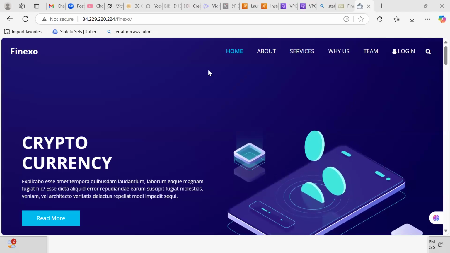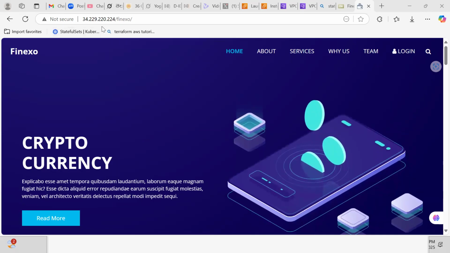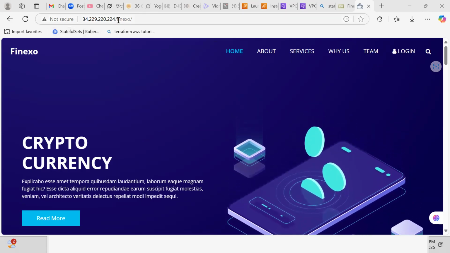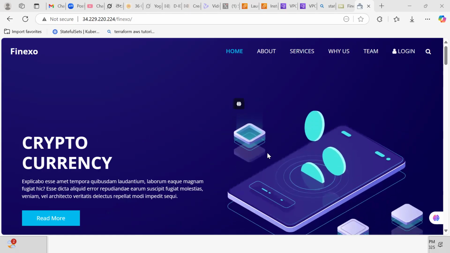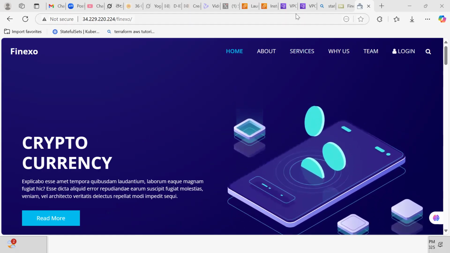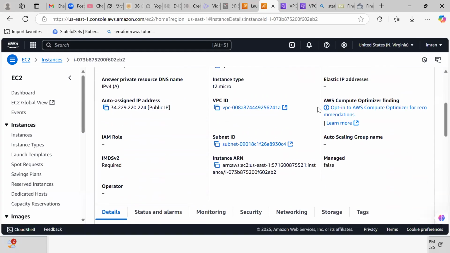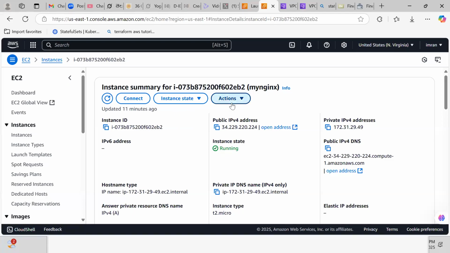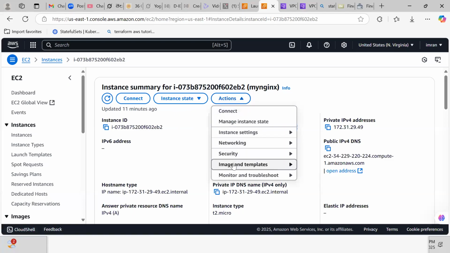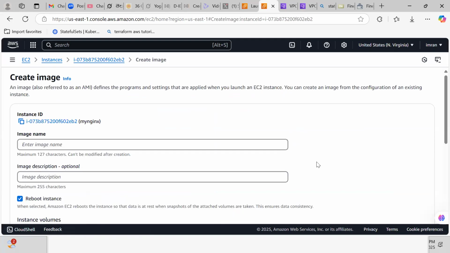Okay, so now we have an instance, and in that instance we have Nginx. With that we have deployed one website, Finexo. I'm going to convert that instance into one AMI, so that if we want similar kinds of instances, they are easy to provision. Then I'm going to Actions, Image and Templates, and I'm creating an image.